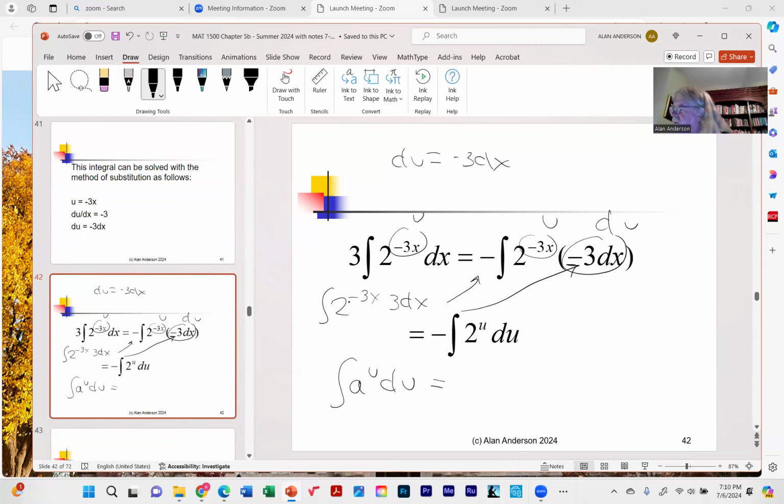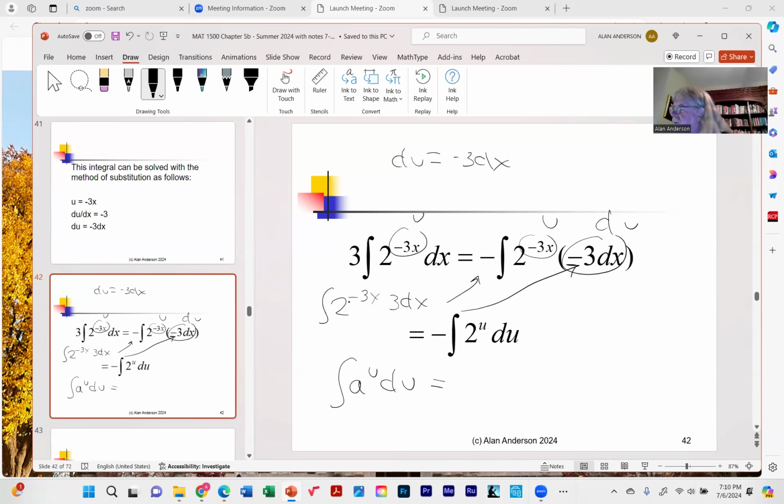Okay. So in other words, this rule implies that we can also write this as a to the u du is 1 over log a to the u plus c, and that's what we have here because the exponent is negative 3x, which is a function of x.